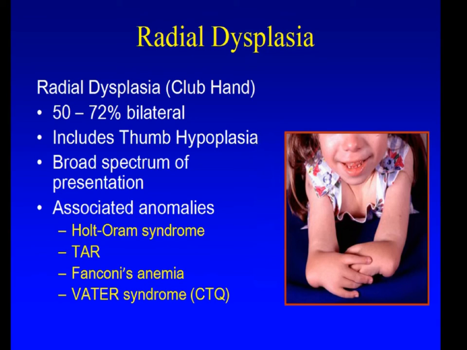Radial dysplasia or radial club hand can be bilateral in a very large portion of patients. This does include thumb hypoplasia within the spectrum because it's all of that radial side of the upper extremity. It has a very broad spectrum presentation and can be associated with other anomalies. Remember, this is also because of the timing of this occurring, so that there are other organ system abnormalities. And a lot of these affect the heart. So really need to pay attention to that too.